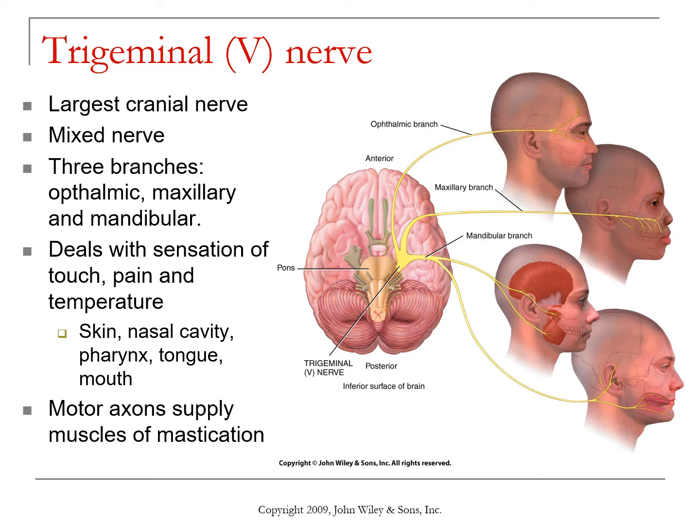Its sensory function receives information about touch, pain, and pressure, as well as temperature, coming from the skin of the face. So it's sensory for the skin of the face, as well as the nasal cavity, the pharynx or the throat, the tongue, and the mouth. So any sensory information coming from your head essentially travels into the brain along the trigeminal nerve. The motor axons send signals to or innervate the muscles of mastication, the main one being the masseter muscle in the cheek or buccal area. So the trigeminal nerve plays a large role in chewing.